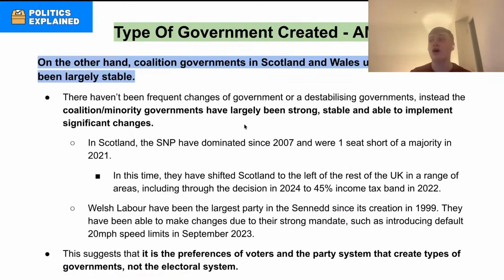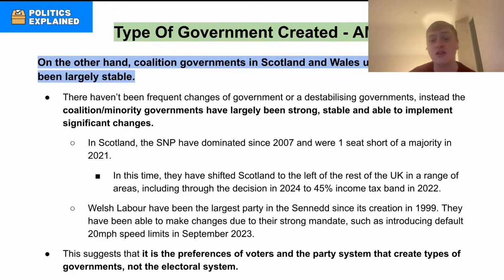On the other hand, we can argue that AMS is effective in terms of type of government created, as the coalition governments in Scotland and Wales under AMS have been largely stable. Yes, there's been minority and coalition governments. Yes, there was this destabilisation in 2024, but for the 20 years before that, the coalition and minority governments were largely strong, stable, and able to implement significant changes. In Scotland, the SNP, for example, dominated since 2007 and were 1 seat short of a majority in 2021. In this time, they've been a really stable party, a consistent presence in Scottish government.